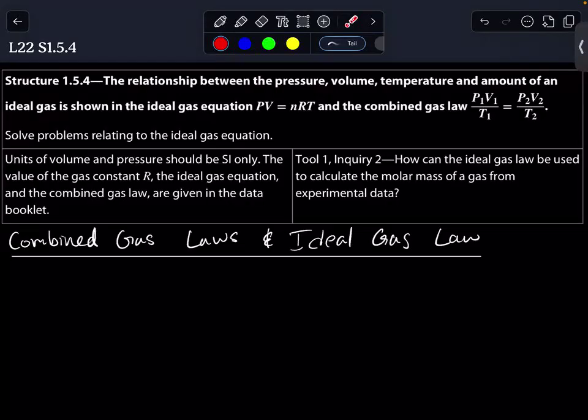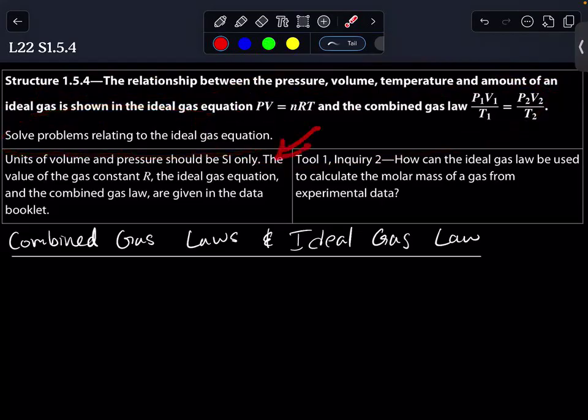Today we're on lesson 22, structure 1.5.4 for DP Chem. We're talking about the relationship between pressure, volume, temperature, and amount of an ideal gas shown via the ideal gas equation, PV equals nRT, and the combined gas law, P1V1 over T1 equals P2V2 over T2. We'll talk about how we get these laws, and what we will be able to do is solve problems relating to the ideal gas equation.